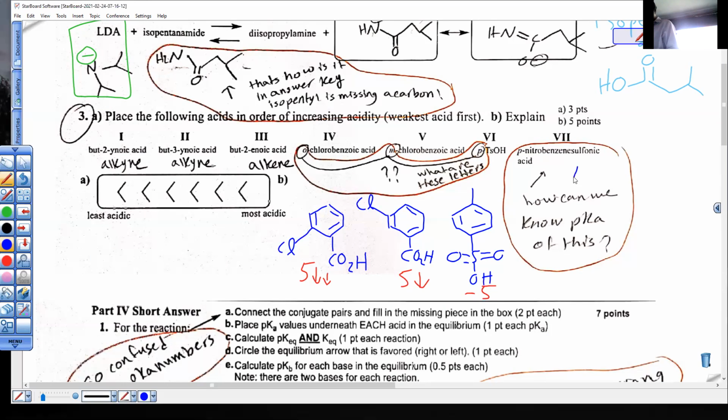So if we have a nitro group, and I'll tell you something about nitro. If you haven't seen already, this is nitrobenzene sulfonic acid. Para meaning they're as far apart from each other as possible. Nitro is a group that's going to become more and more important. So let's take a look at it.